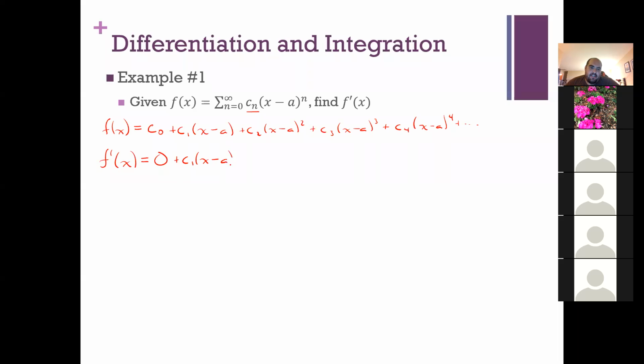Actually, I'll go ahead and put some more details in here. Times x minus a to the 0, and plus 2C2 times x minus a to the 1, plus 3C3 times x minus a squared, plus 4C4 times x minus a to the third. So simplifying this a bit, I'm going to have C1 plus 2C2 (x minus a) plus 3C3 (x minus a) squared plus 4C4 (x minus a) to the third.